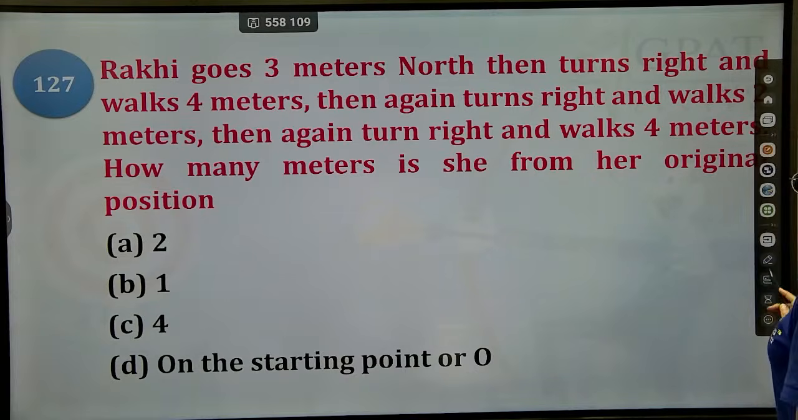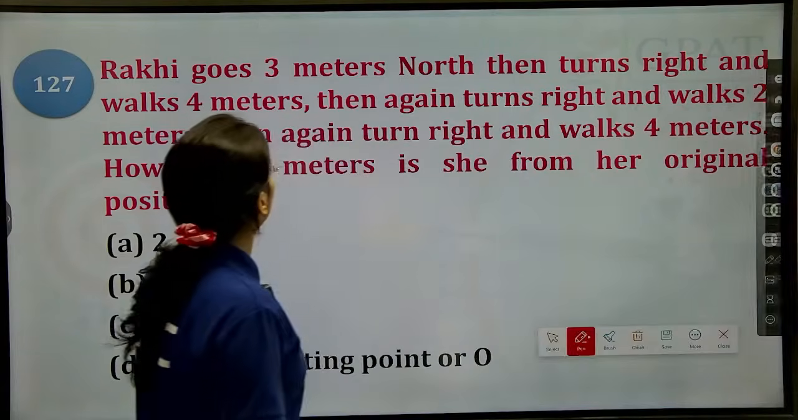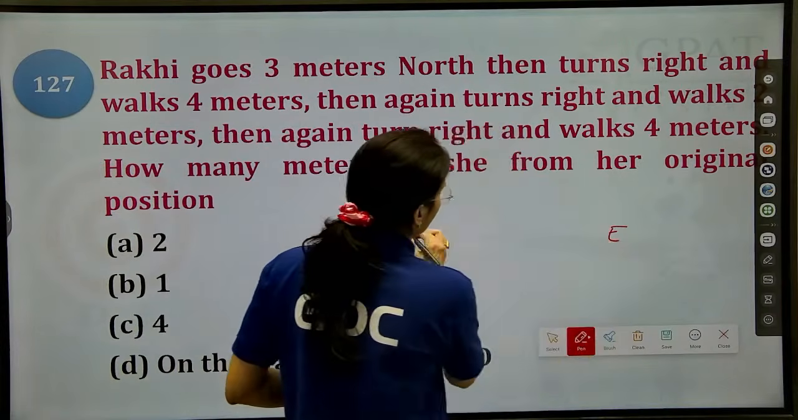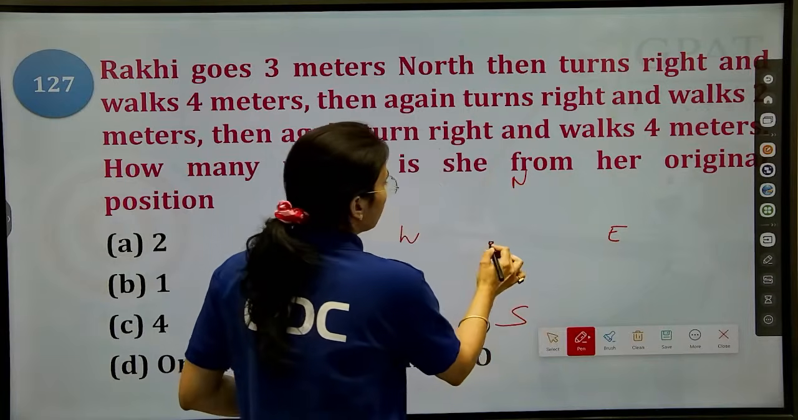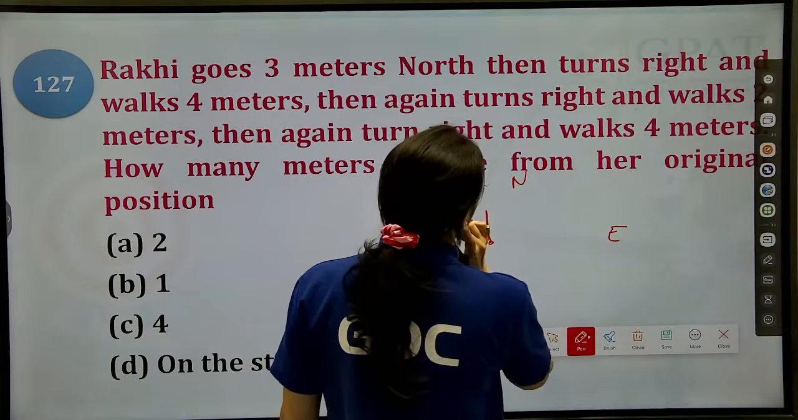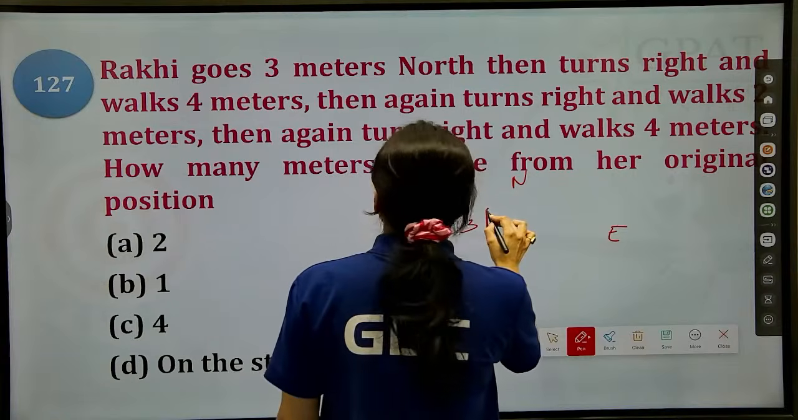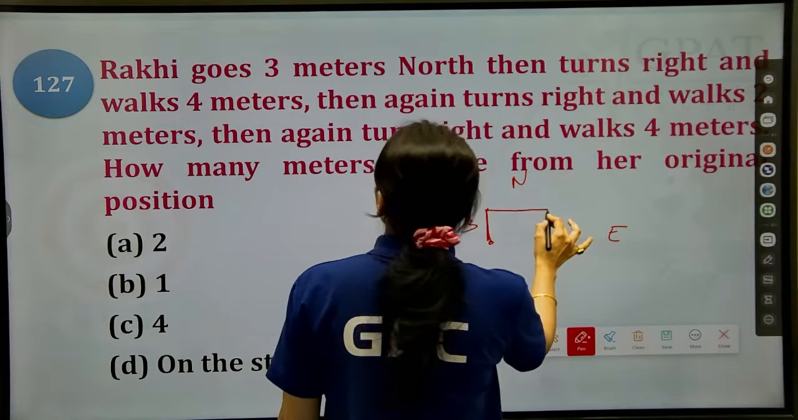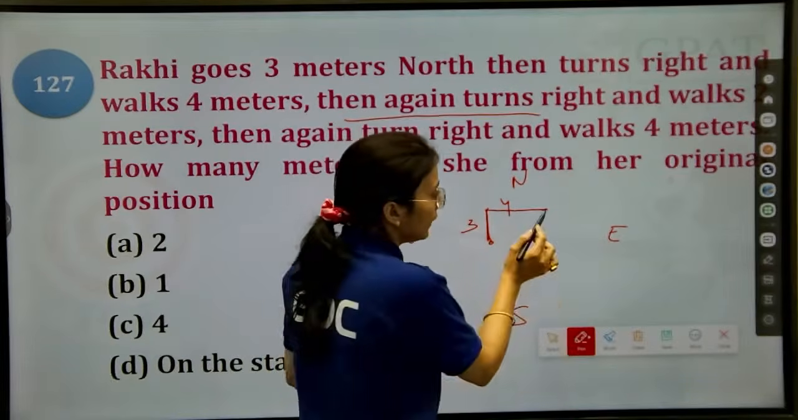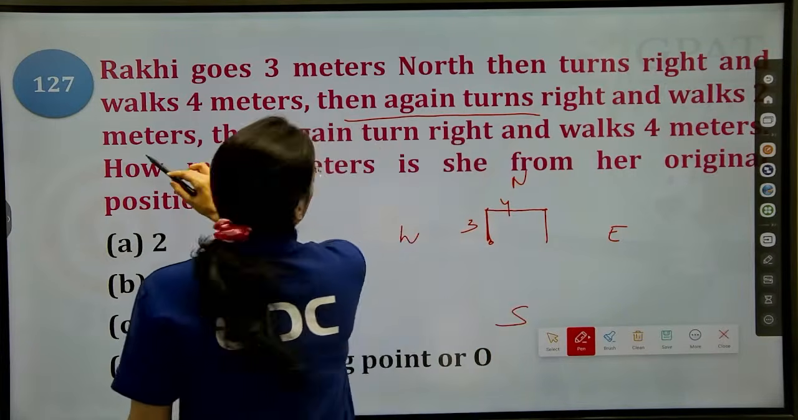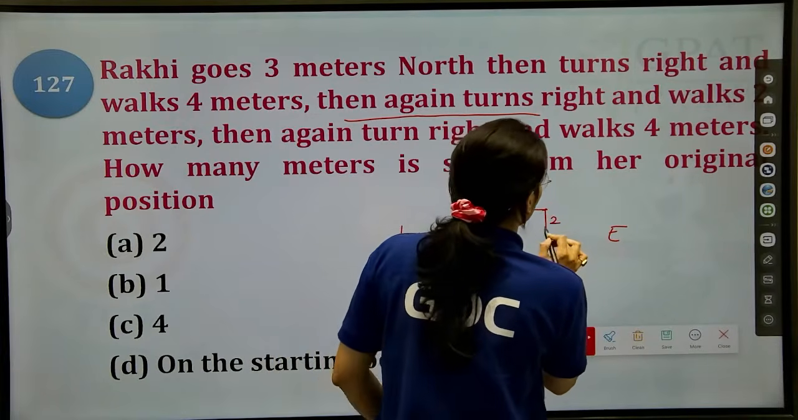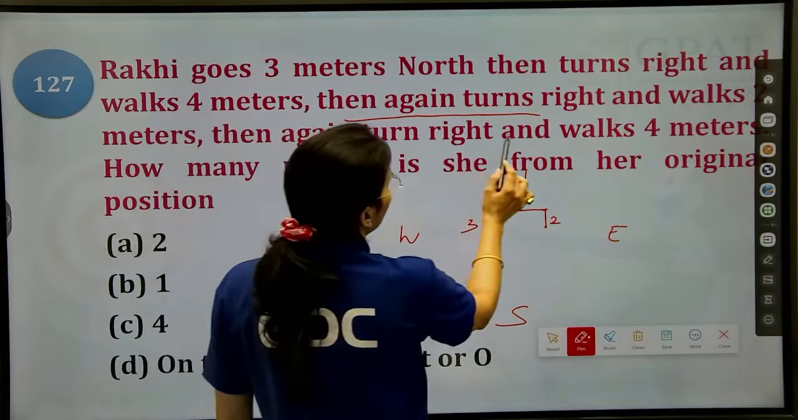Rakhi goes 3 meter north, then turns right and walks 4 meters, then again turns right and walks. Let's draw east, west, north, south. Now here is Rakhi. Rakhi goes 3 meter north, then turns right and walks 4 meter, then again turns right. Now the position is like that. Now turn right and walk how many meters? That is 2 meter. Then again turn right and walk 4 meter.